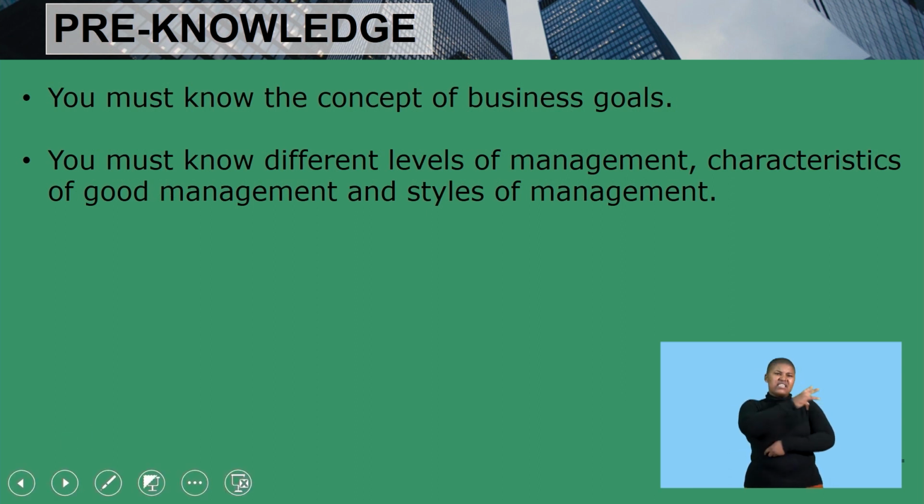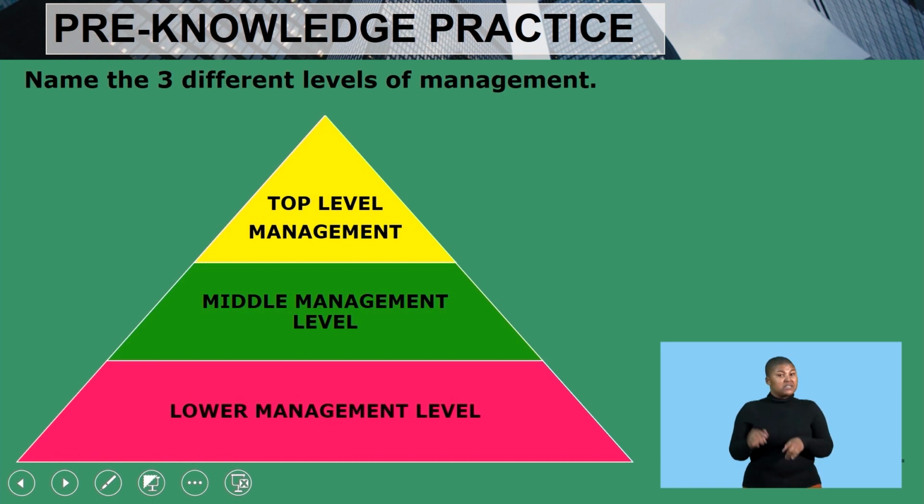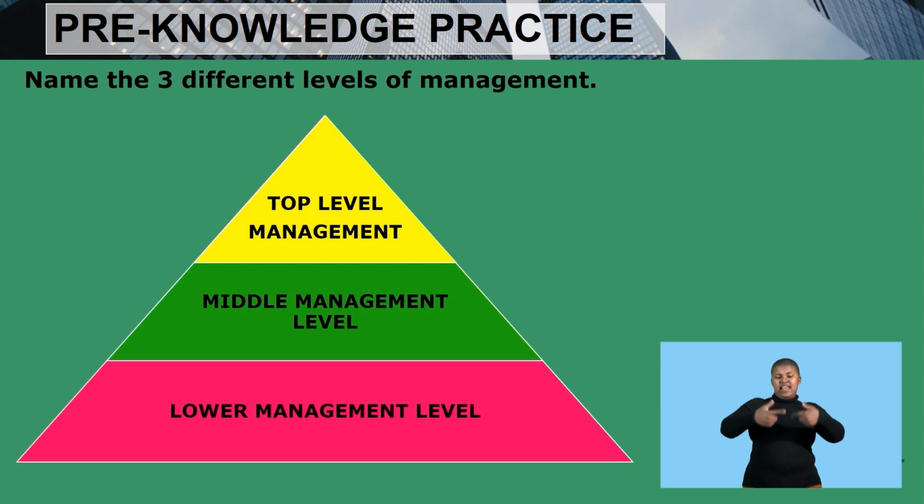Now, let's look at our pre-knowledge practice. Name 3 different levels of management. We have the top level management, the middle management level, and the lower management level. And one thing that you also need to understand, learners, is that these different levels do not make the same decisions. Obviously, the top level management makes strategic decisions for the business, then the middle level management makes tactical decisions, and then the lower level management makes operational decisions, which are your day-to-day decisions.